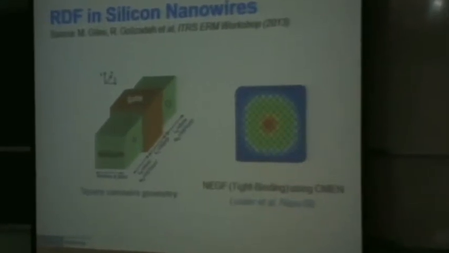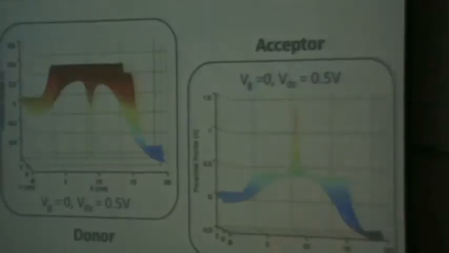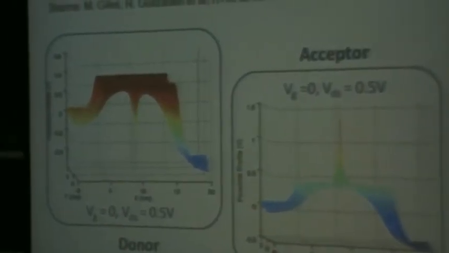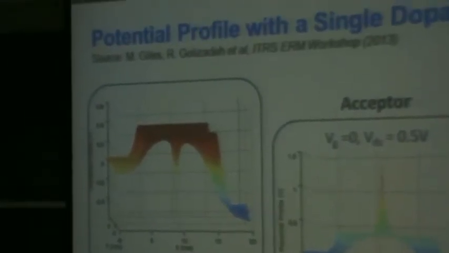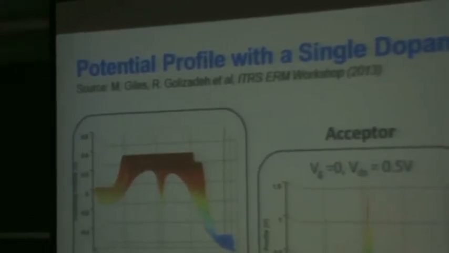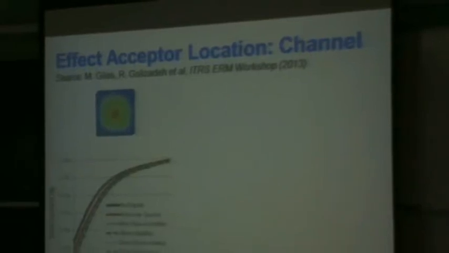We're going to use NEGF to simulate this, but what we're going to do is place just one dopant atom. We can place it at different places in the wire. This is what the potential that arises from that dopant atom looks like. You see, it's a very dramatic effect on the overall potential profile.